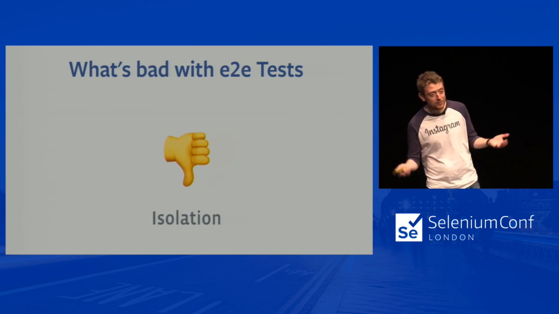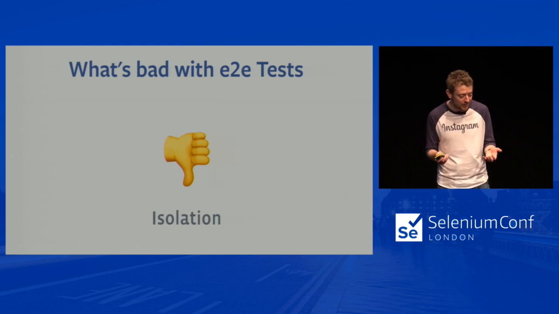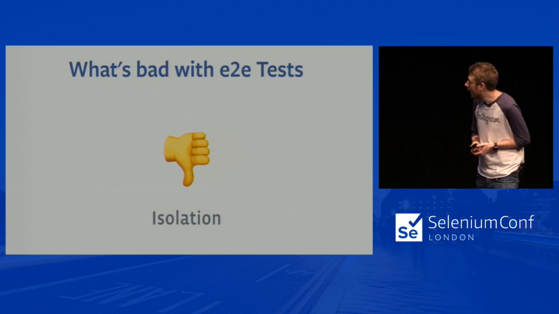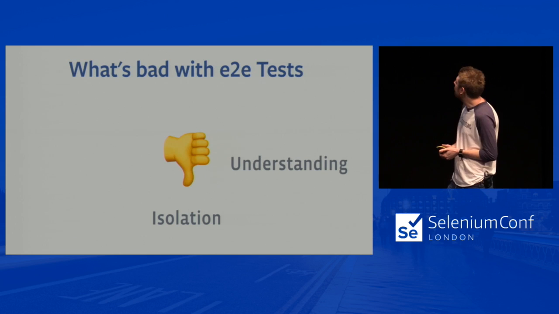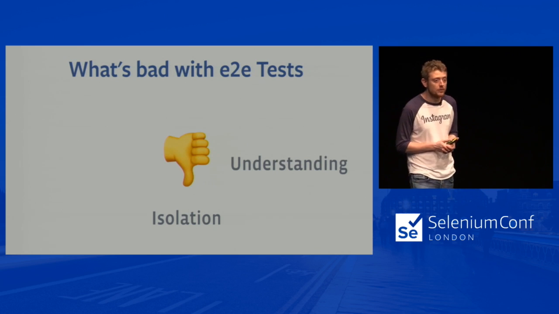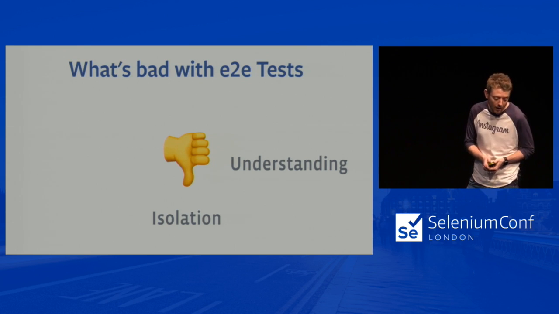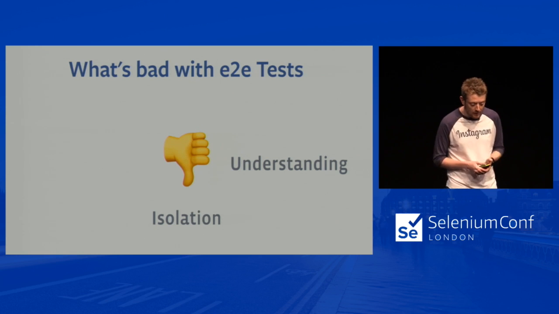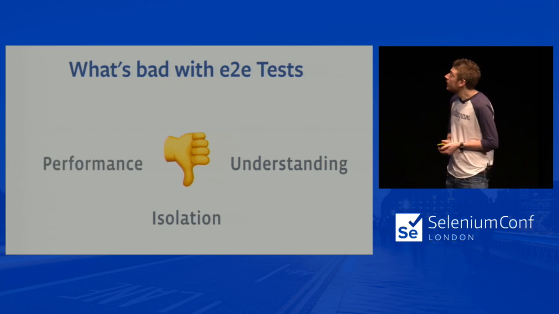But what's bad? Obviously, coverage being so big, isolation becomes a problem. This means that it can be very difficult to figure out what went wrong with your tests. The understanding of your tests can also be an issue. So when things go wrong, how do you know what went wrong? Sometimes you need to keep breadcrumbs in order that you can reproduce things. And it becomes very difficult to understand what went wrong.